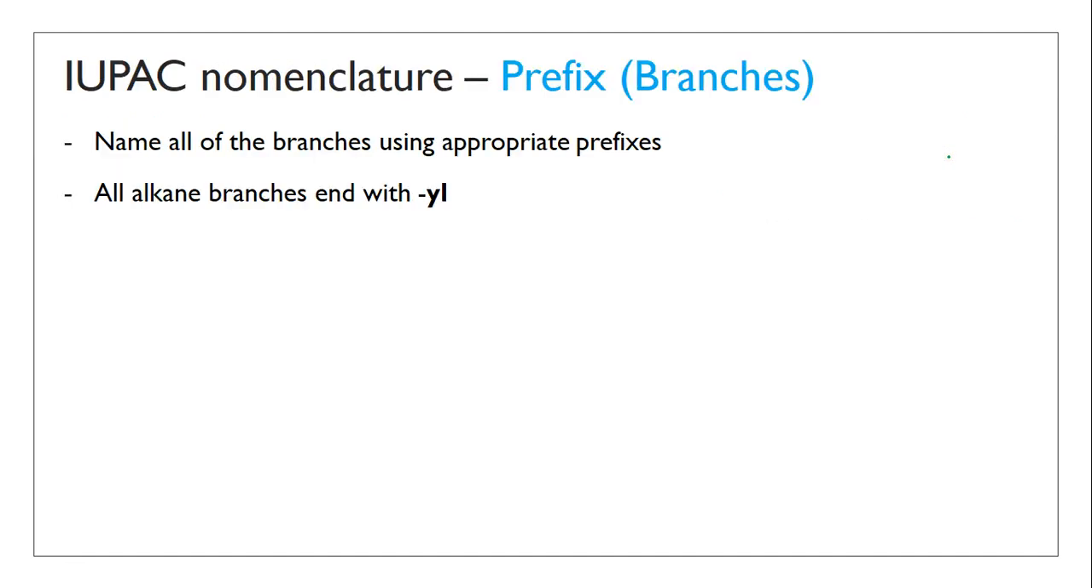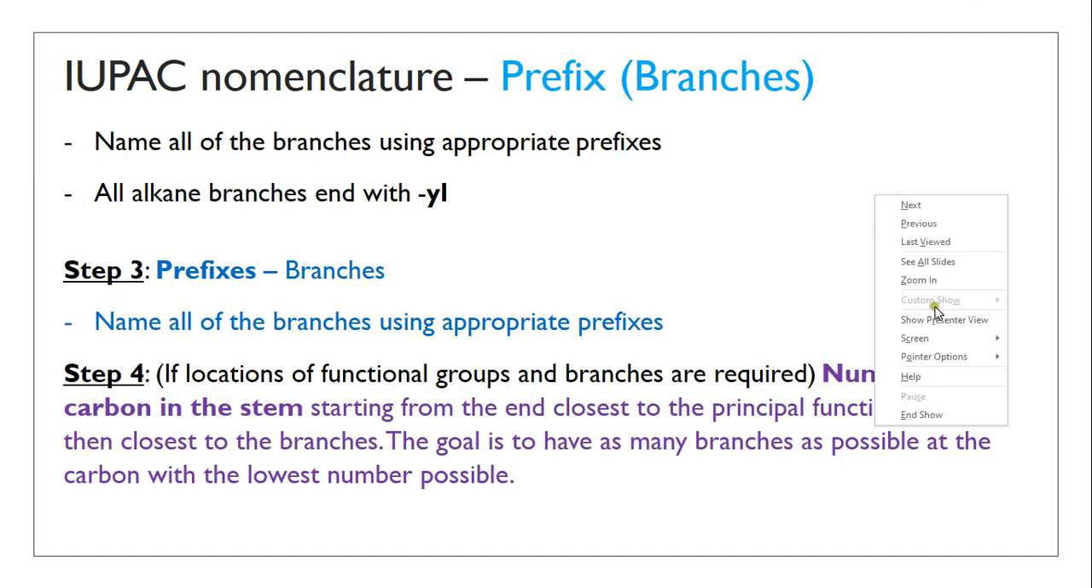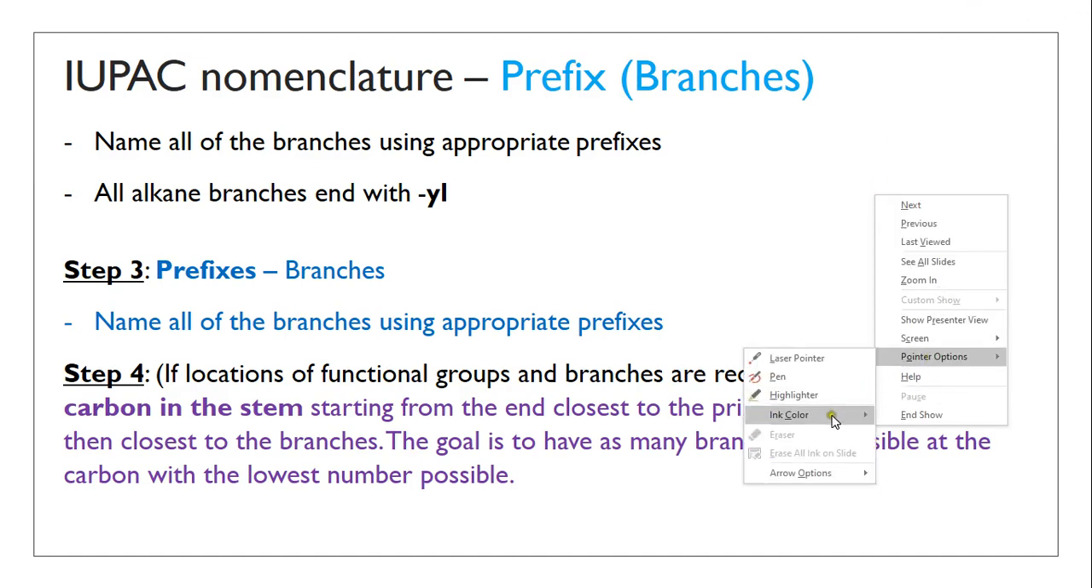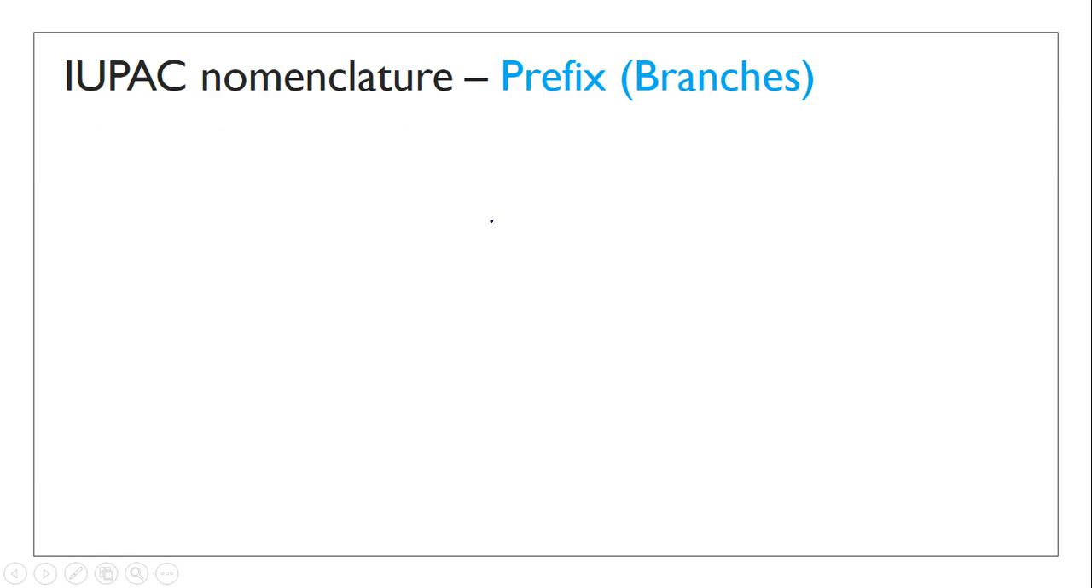We're going to talk about prefixes now, and a prefix is essentially a way to name any branches that a molecule may have, and not every organic compound will have a branch. So there are 2 steps associated with branches, which is you name the branch and then you assign a number for the location of the branch. The only branches that you have to concern yourself with in year 11 are alkane branches, and every alkane branch is going to end with yl.